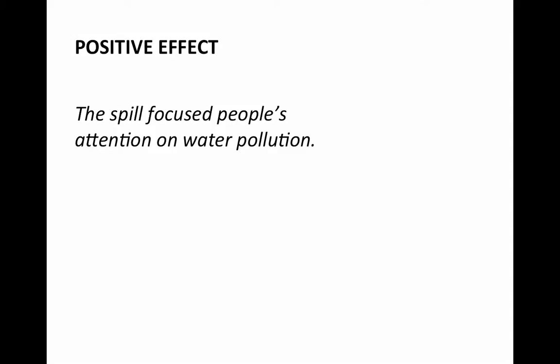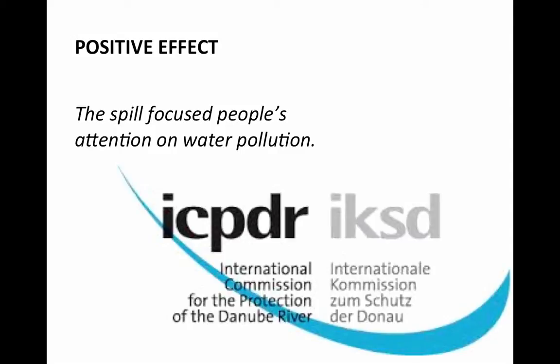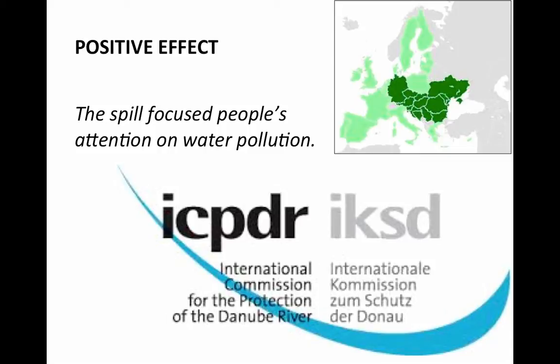In 1998, the International Commission for the Protection of the Danube River was established. The members of the commission represent the 13 countries that share the Danube River system. They're working together to find ways to reduce transboundary pollution in this part of the world. Since then, pollution here has become much less of a problem. So now you know all about the Tisza-Danube cyanide spill.